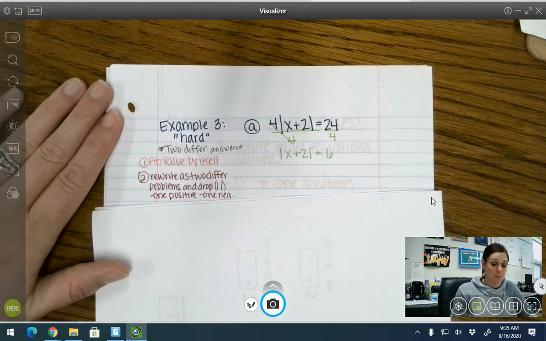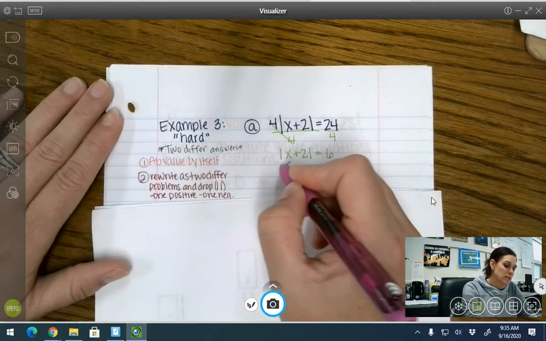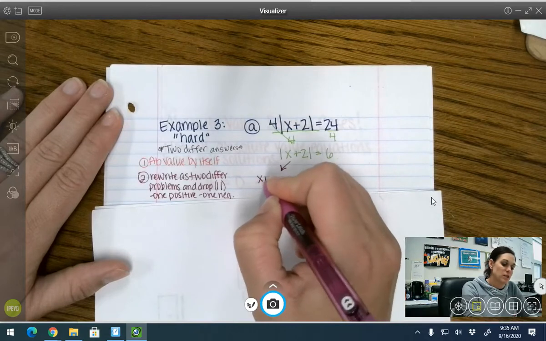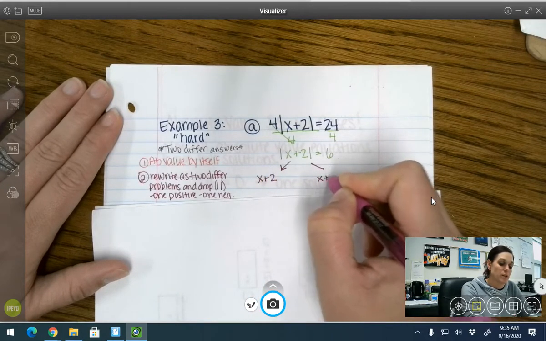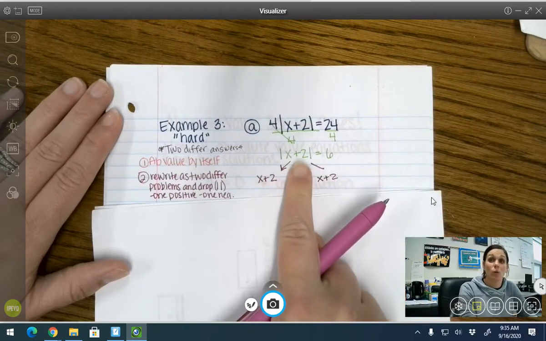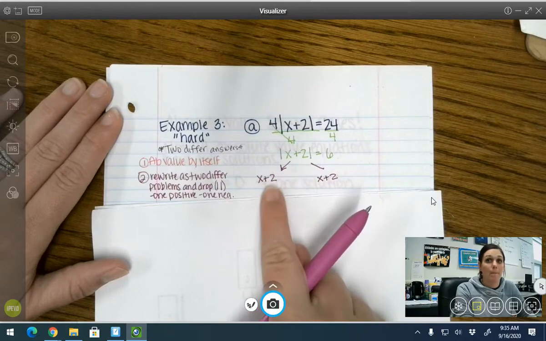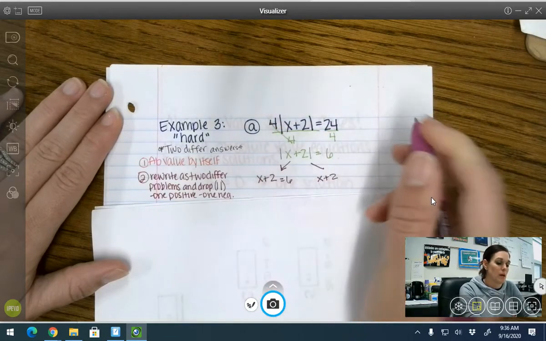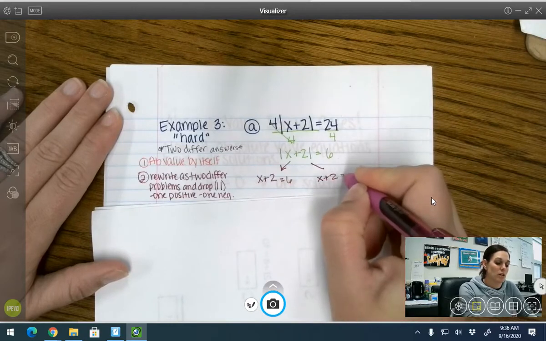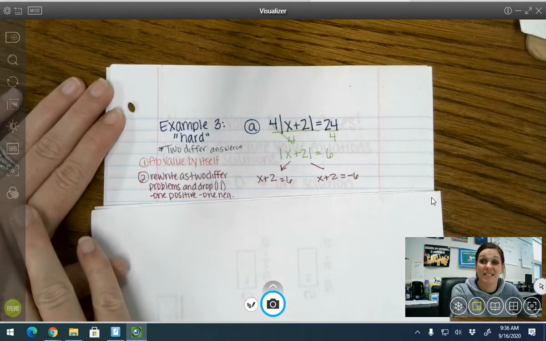value symbol. Okay, so just like we've been doing, we're going to rewrite these. So we're going to slice, and we get x plus 2. We're going to dice, and we get x plus 2. So again, you're repeating what's in the absolute value bars. All right? But now I need to make one equation the positive, and I need to make one equation the negative. Okay, so that's what that second step is.